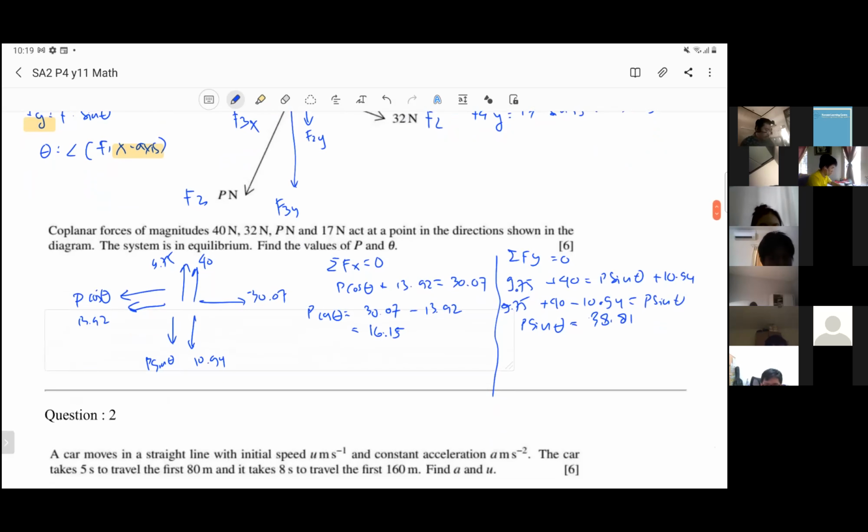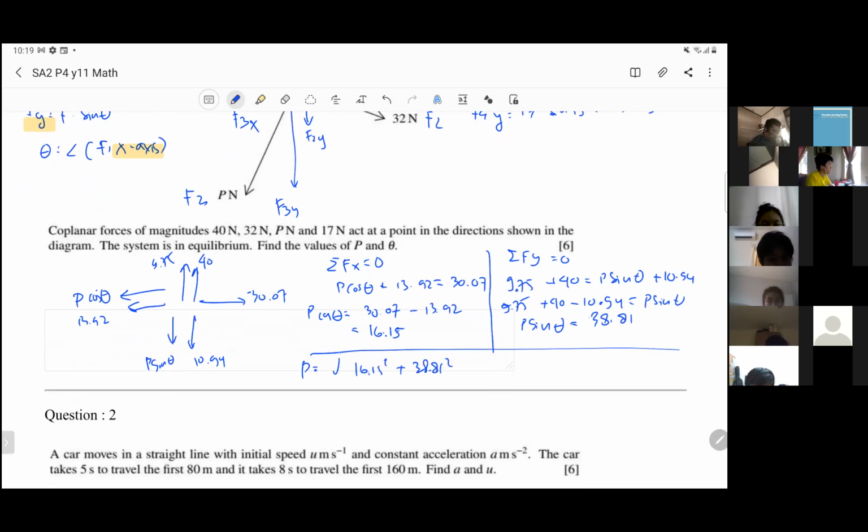We can calculate the P and theta easily. The P will be using the Pythagorean theorem, the square root of 16.15 squared plus 38.81 squared. Okay, who's next? Natalie? 42.04. Okay, in this case, we can round it to 42 Newton.